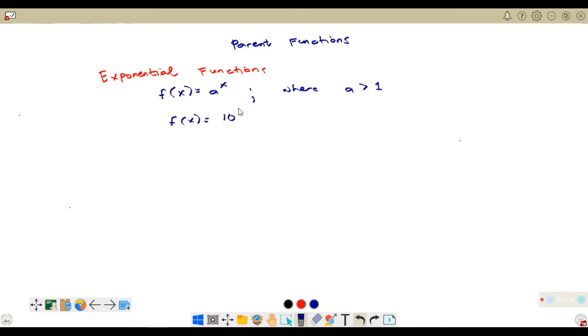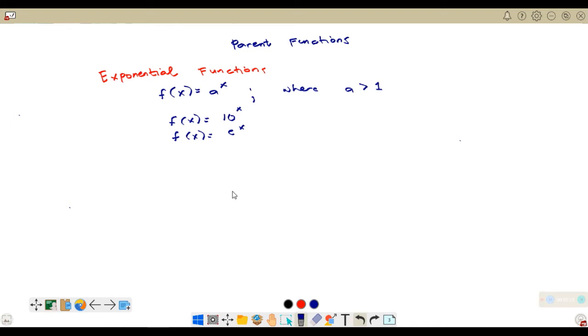On your module, I also included the exponential function with base 10, 10 raised to x. Kasi i-discuss din natin later on yung common logarithm that is base 10. So, sinama ko na rin siya, 10 raised to x. And also, the natural logarithm will be discussed later on. So, kasama rin sa module nyo si base e raised to x.